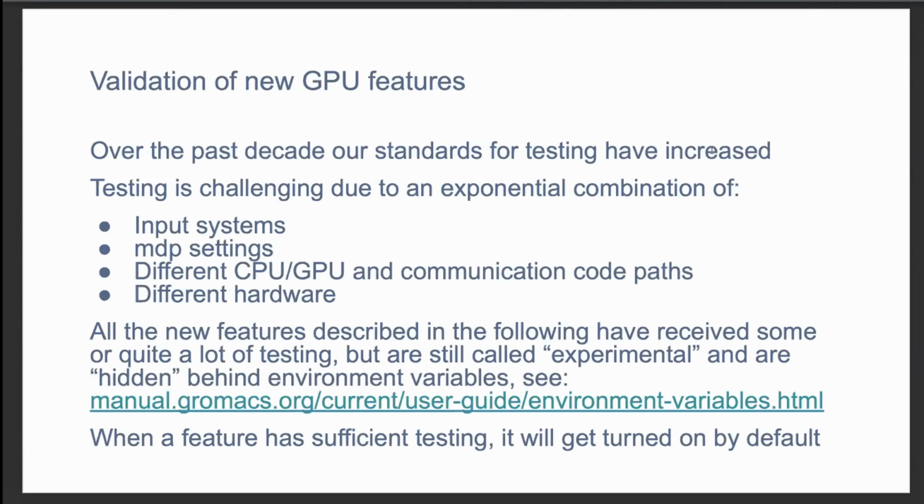So there's a list of environment variables here. We actually don't have a good place yet. We're also working on that to make a list of these new features and also give a rough idea of their state of testing. I think that would be very useful for the users, but that's still being worked on. So finally, when a feature has had sufficient testing, it will get turned on by default, like for instance, GPU update happened for this release. So Szilárd will mention some of the environment variables and features and their state in his part of the talk.